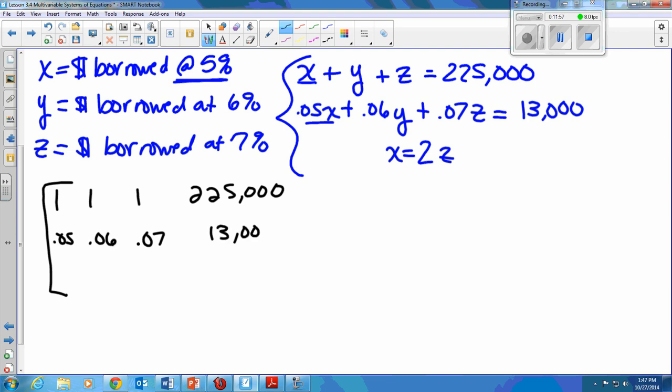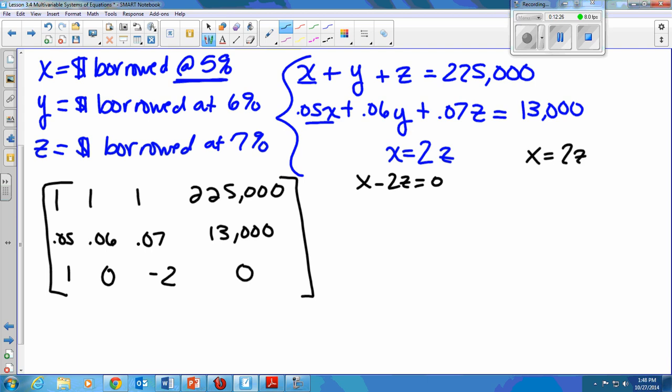13,000. Now, I've got to get X and Y all on the same side and Z. So this equation could be rewritten as X minus 2Z is 0. So 1, 0, negative 2, 0. Because I have to rewrite them, right? I need all the X's, all the Y's, all the Z's lined up. So they have to be on the same side. So if I have X equals 2Z, I need to solve it by getting all the Z's on the same side. So X minus 2Z is 0.